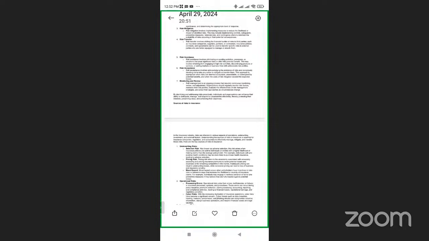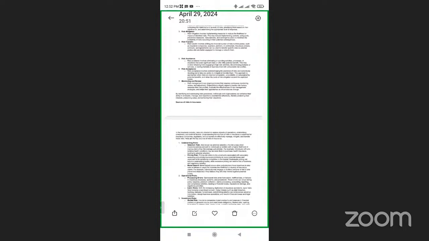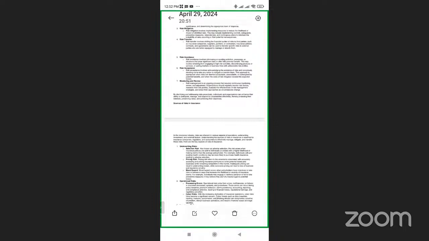But apart from that, there are some key sources of risk in insurance. I have already pointed out here 4 things. One is your underwriting risk. At the time of underwriting or at the time of undertaking the risk, the insurance company can identify whether the risk is insurable or not. And underwriting risk basically involves the selection risk. Selection here basically refers to 2 types of selection. One is anti-selection and the other is adverse selection.